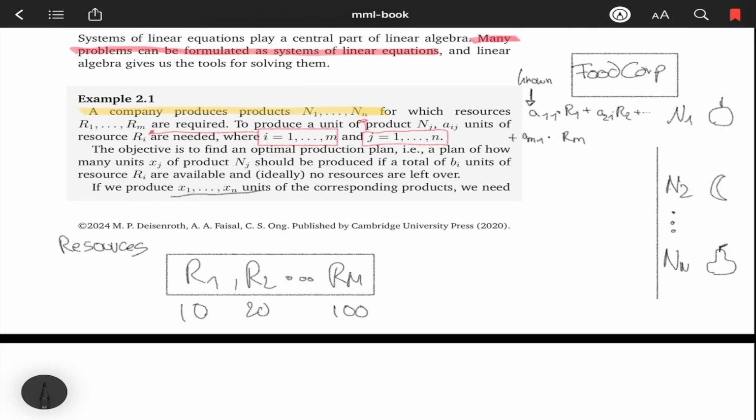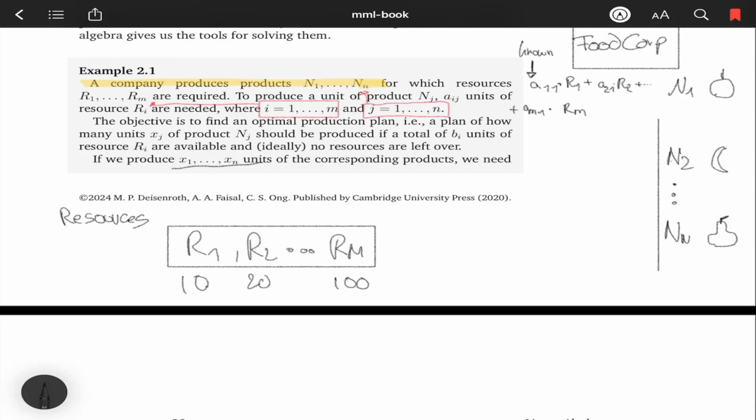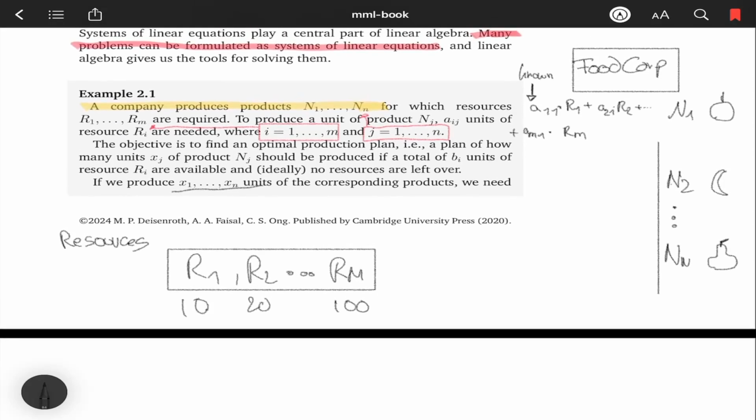Maybe Food Corp is not the best example. Maybe more something like, I don't know, Metal Corp, industrial something, making machines or something like that, where you have many different parts, which you can consider as resources, would make more sense. Yeah, so as you can see, this is what I call slow learning, step by step. I think it's like a mixture of understanding and remembering in my case.